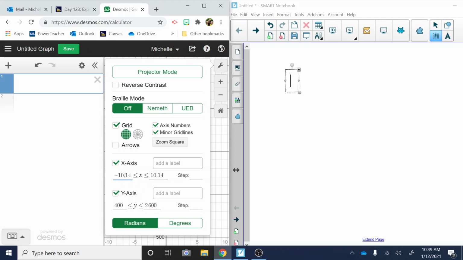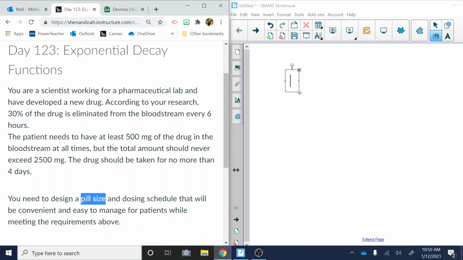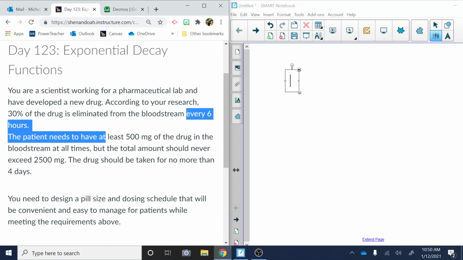Now the X value here is going to be about time. Now how many days are we supposed to take this medicine? Read back through that. It said we need to be on it for 4 days. So let me go back to that for a second. We need to take this for no more than 4 days. Now the medicine is something that decreases 30% every 6 hours.